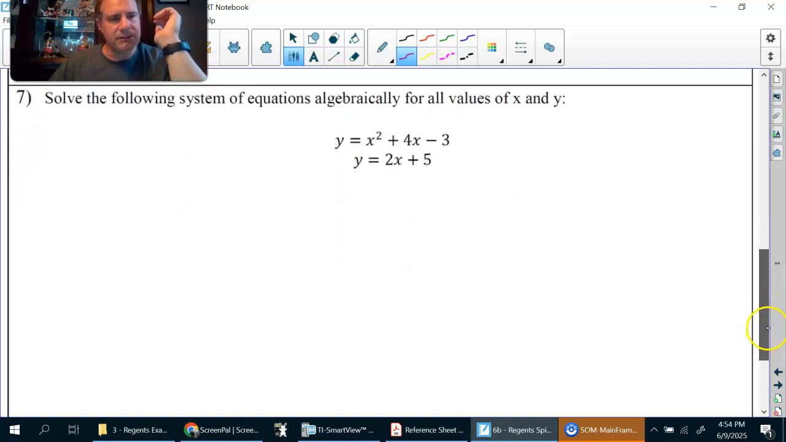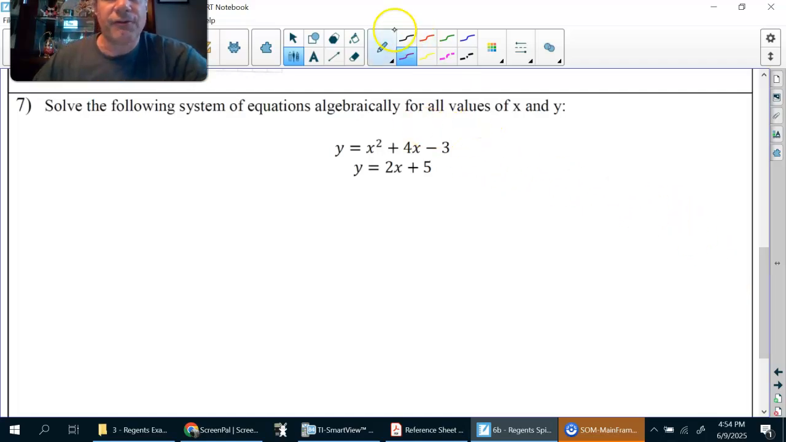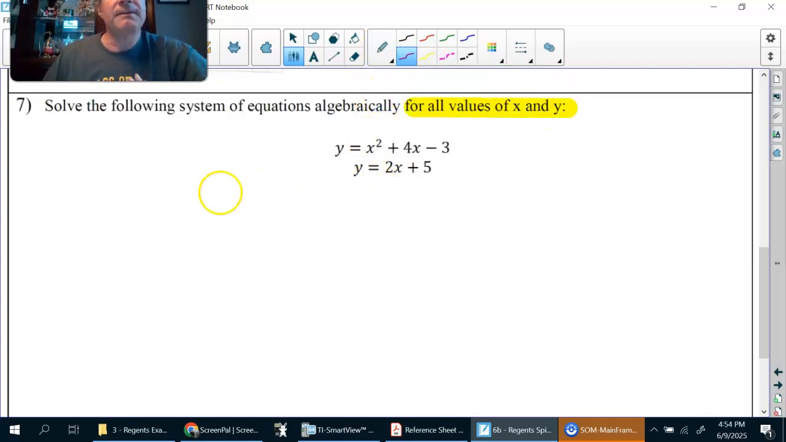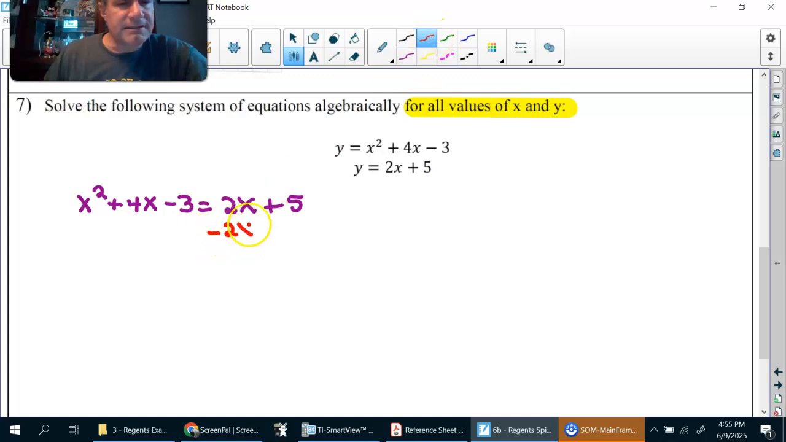as an inequality. Solve the following system of equations for all values of x and y. Do not make mistakes here. All values. They're both equal to y. They're both equal to each other. So I'm going to set this up as x squared plus 4x minus 3 equals 2x plus 5. They're both equal to y. They're both equal to each other. Now, at the same time, I'm just going to subtract 2x, and I'm going to subtract 5 from both sides.